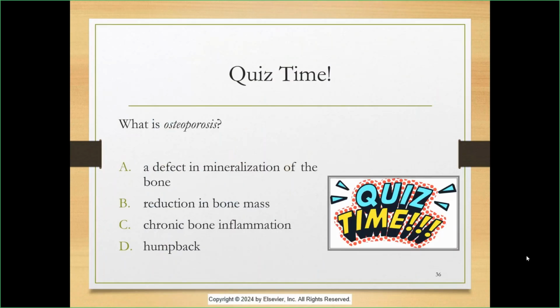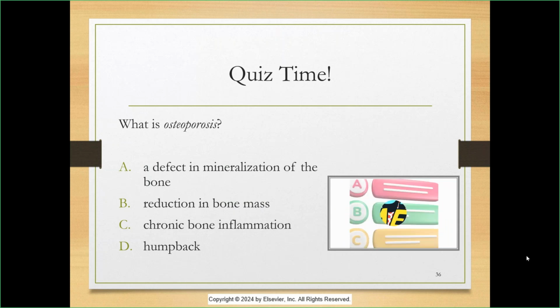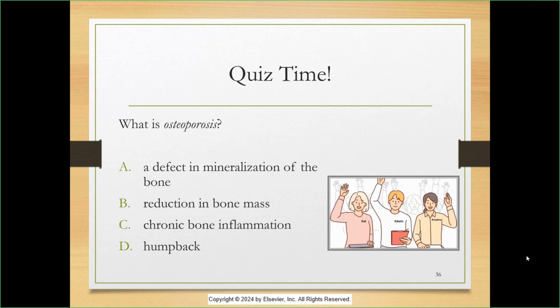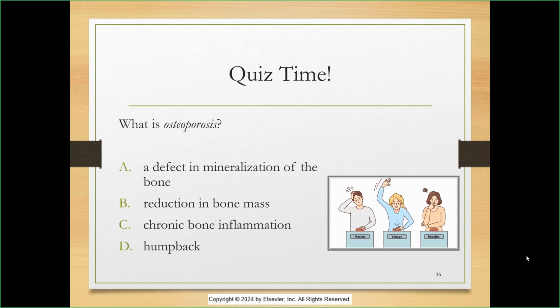Quiz time. What is osteoporosis? A. A defect in mineralization of the bone. B. Reduction in bone mass. C. Chronic bone inflammation. D. Humpback. One volunteer at a time, please.